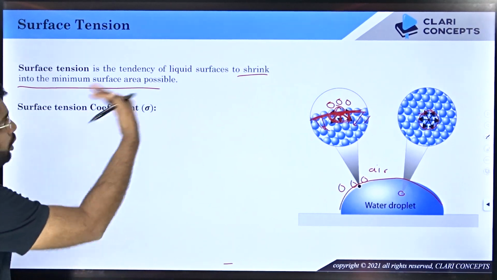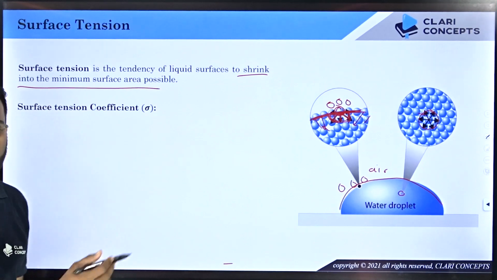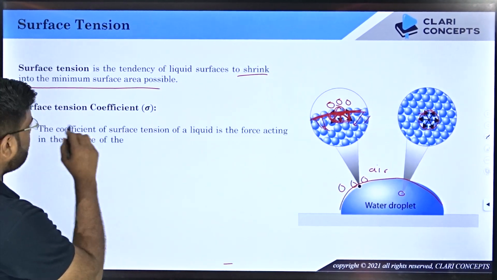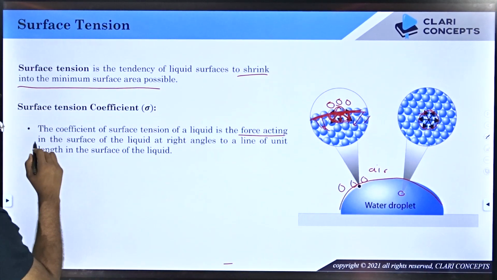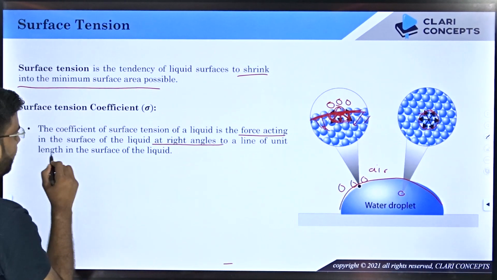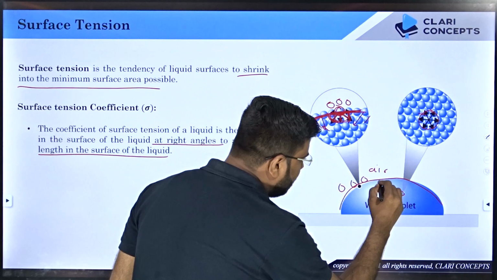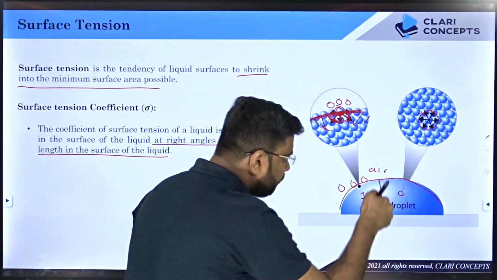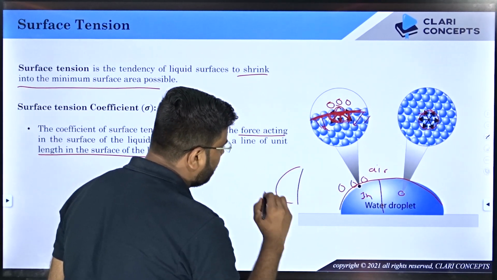This shrinking is quantified by a coefficient called the surface tension coefficient. And how is that defined? The surface tension coefficient of a liquid is the force, you remember this, acting in the surface of the liquid at right angles to a line of unit length on the surface of the liquid. Which means if I cut the water droplet and take 1 meter length of this water surface, I'll get something like this: this is the length and this is the remaining portion of the water droplet.